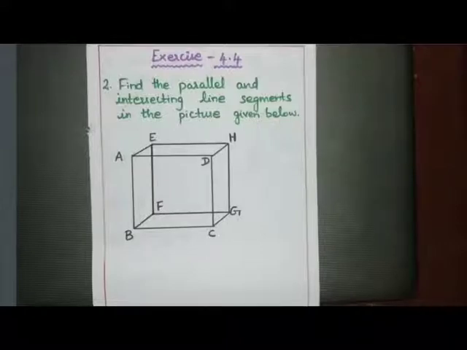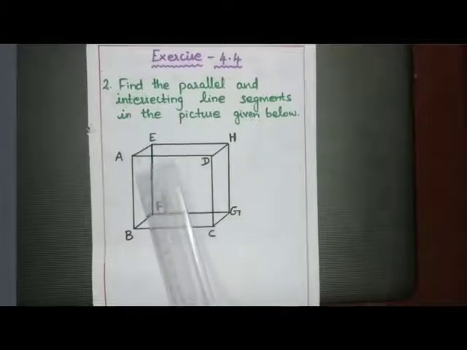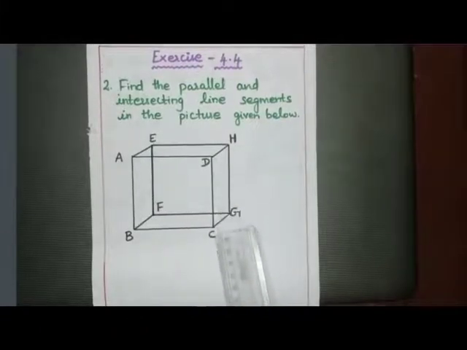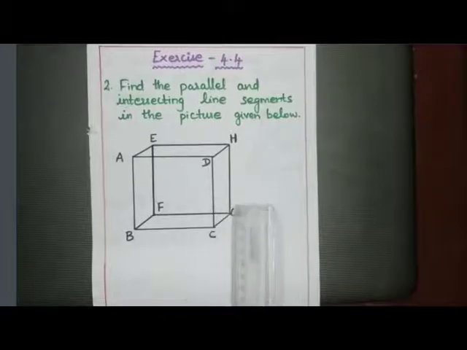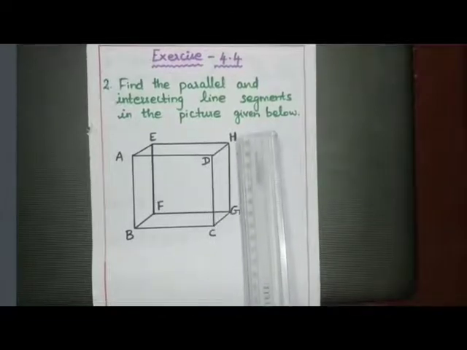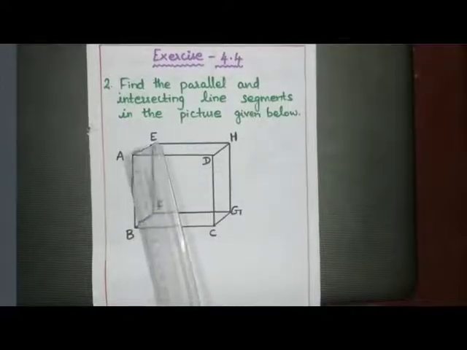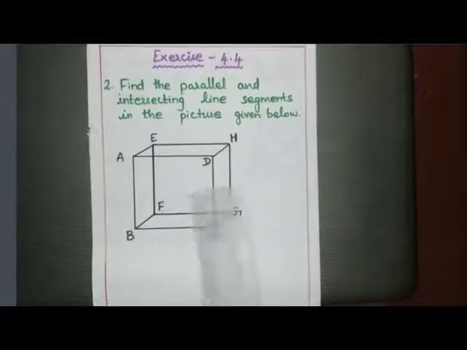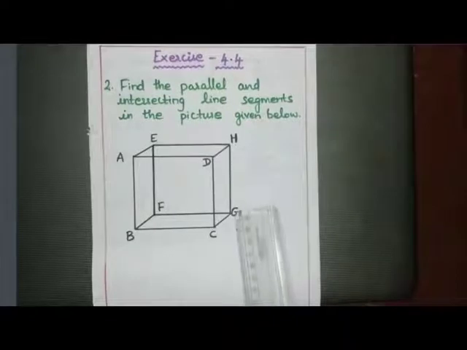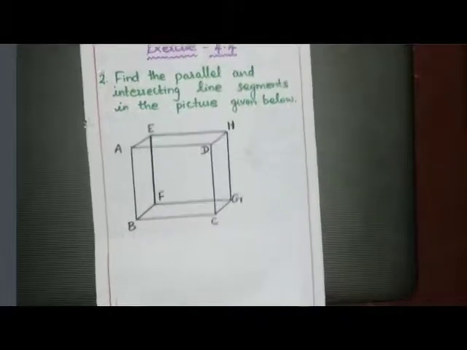What are all the parallel lines? Look at the picture. Here AB and CD are parallel because they do not intersect each other. Similarly, every pair BC, FG, CD, GH, AD, EH and AB, EF are also parallel. CD, GH are also parallel. So write the parallel lines first.